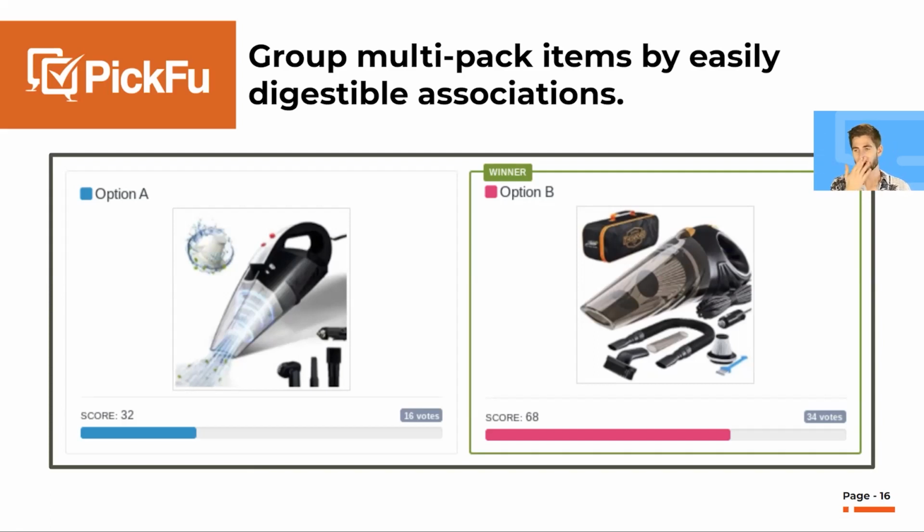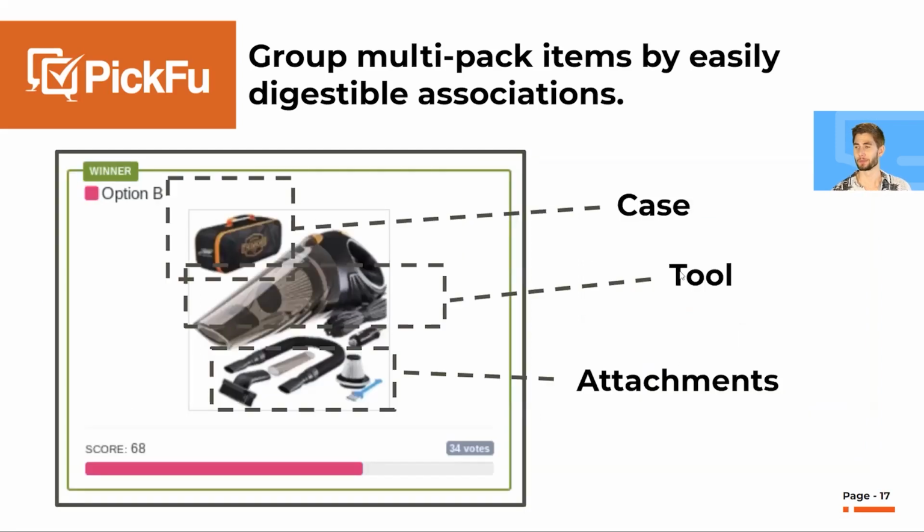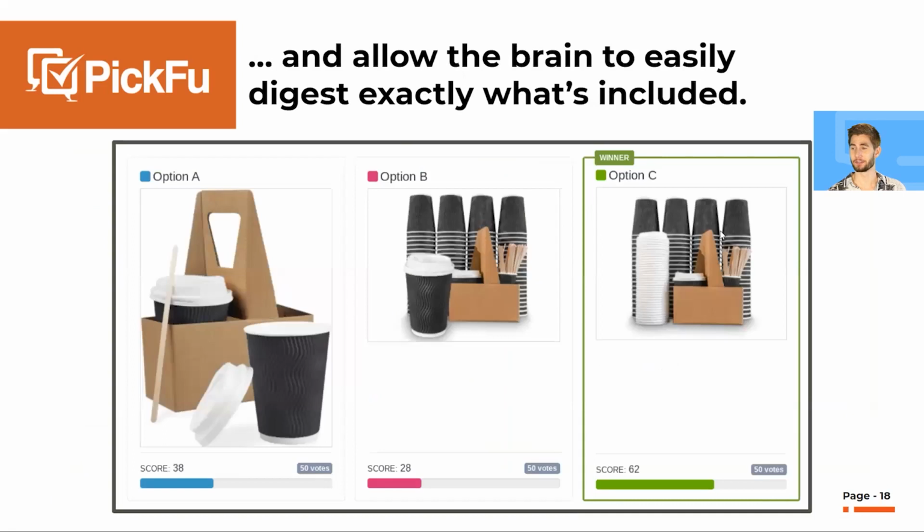So if I'm selling this car vacuum, option A, it's a little bit confusing, right? We've got the steam in the left, we've got the wind being sucked in, we've got the attachments, versus on the right-hand side here, we've got the actual vacuum itself, we've got the bag, and we've got the attachments. They're grouped by the likely association, so it's very easy for the brain to digest, and it's no question why option B is the winner. So again, I'm showing it here. We've got the case, we've got the tool, we've got the attachments.